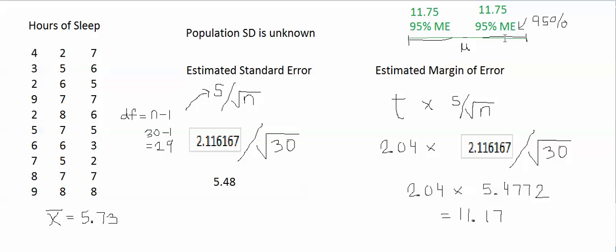So I can be 95% confident or 95% sure that my sample mean right here is somewhere within 11.75 of the population mean that I'm trying to estimate. So that's what the 95% margin of error tells me.